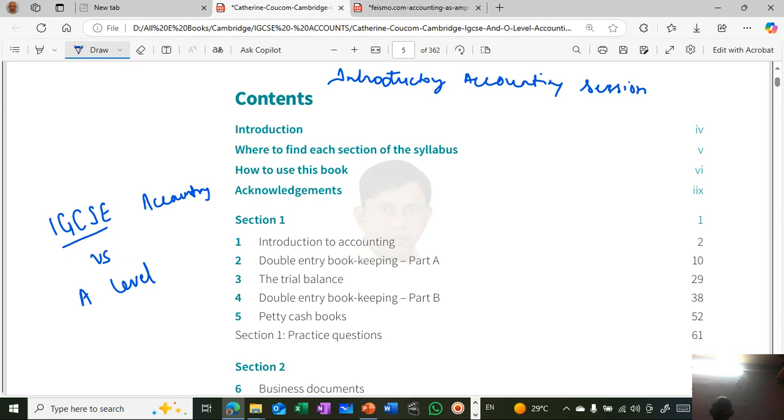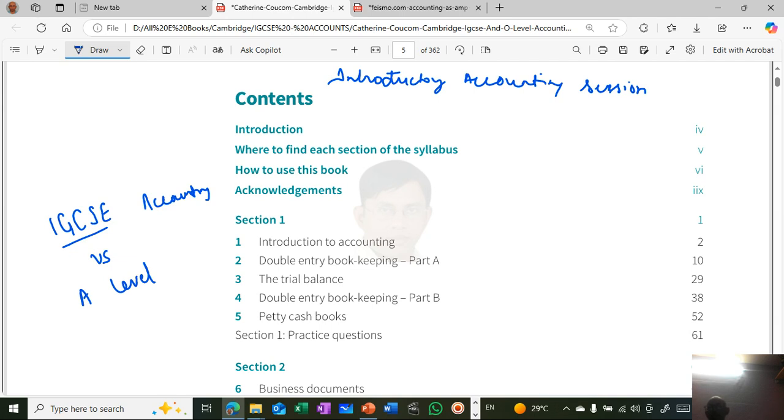So this is an introductory accounting session. Hopefully you have gone through the first lesson, introduction to accounting, the theory part. Now, to start with, I just want to discuss certain important points with you. I believe that you are mature enough to understand whatever I discuss in today's session.